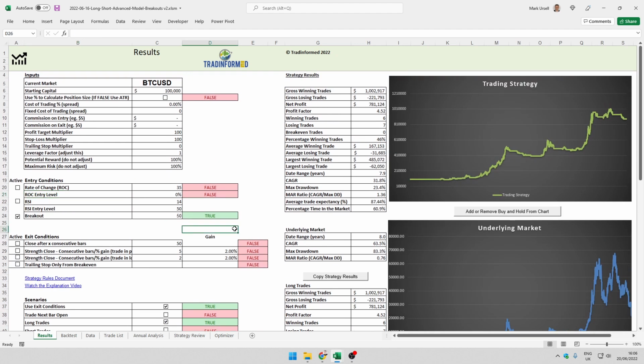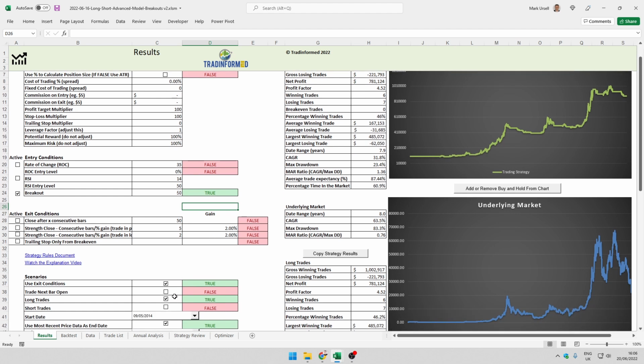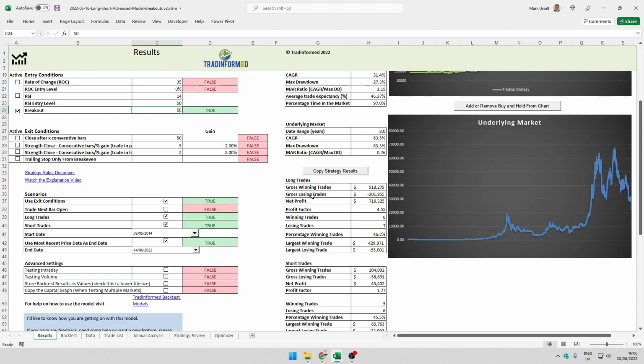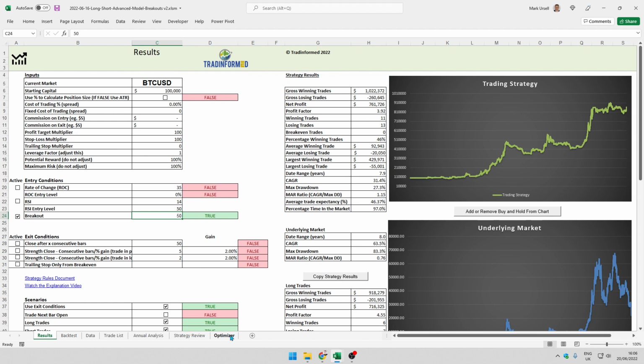So looking at short trades. All I'm going to do is check this box here. You can see, first of all, for breakout, we've actually got a slightly smoother set of results, and we've got more trades as well, which is understandable because we're adding in short trades.